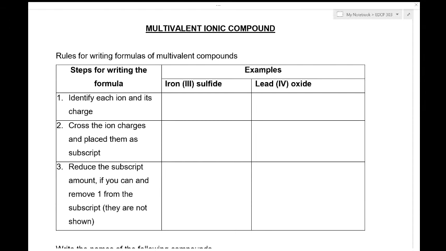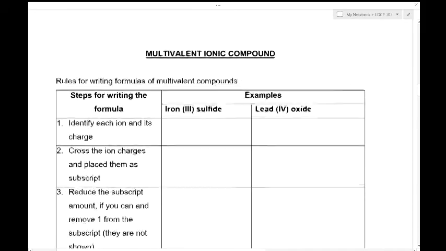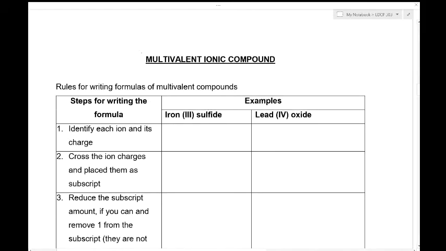So let's recap what a multivalent ion and a multivalent compound are. The word multi means that the ion can have multiple charges. For example, iron, Fe, has a charge of 2+ and a charge of 3+, and that is considered a multivalent ion.